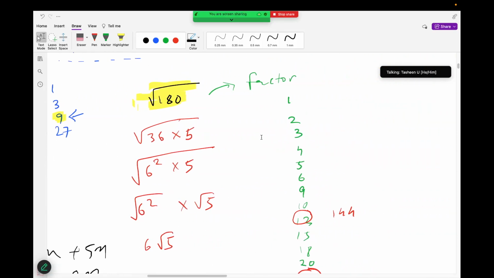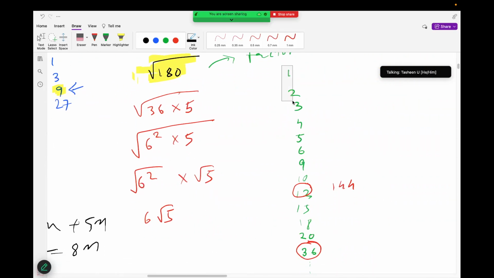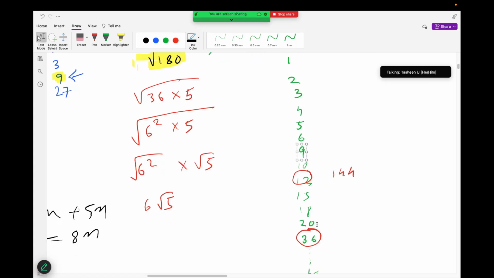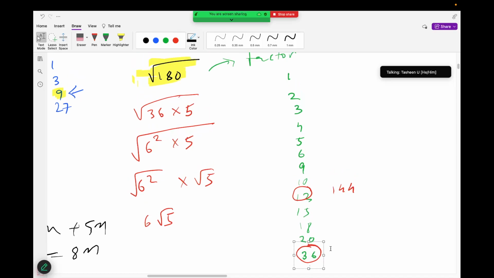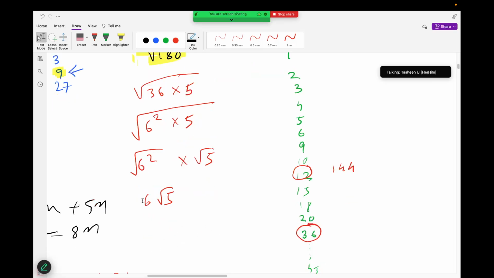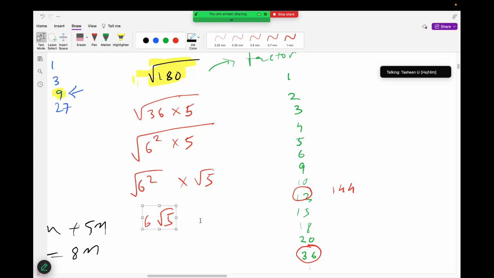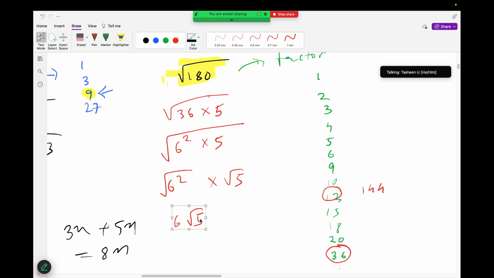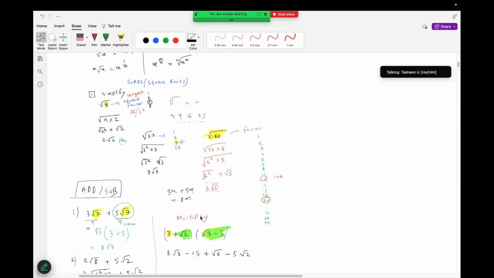If it is 180, the largest square factor: see, 4 is also a square factor, 9 is also a square factor, but we want to take the largest square factor, which is 36. So you write 180 as 36 into 5, and from here we get root 6 square into root 5. So ultimately this comes down to 6 root 5. You can try this in the calculator as well by inserting root 180. See that the calculator gives you a value of 6 root 5. Okay, this is the case with simplifying surds.